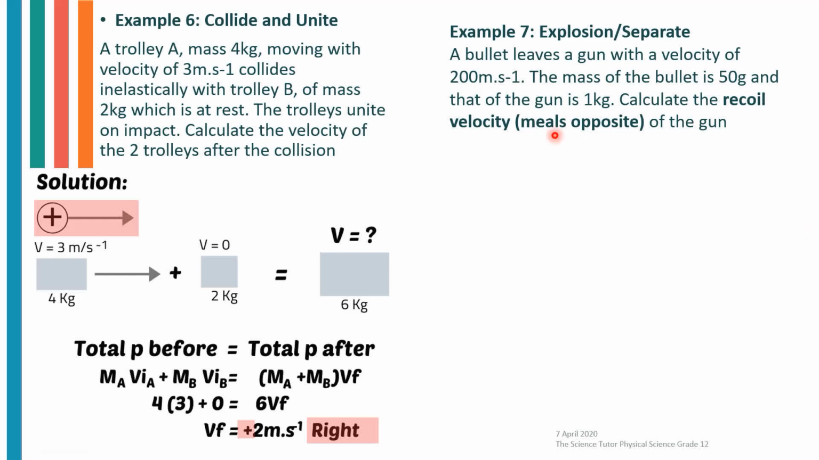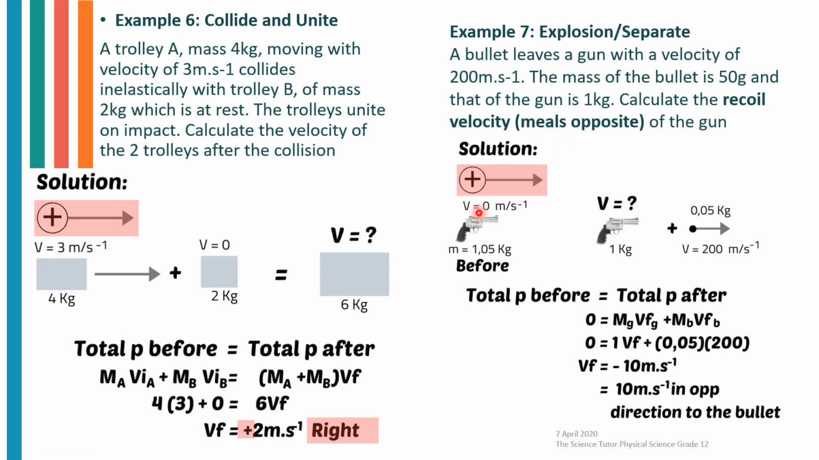Okay, so to the right, we know that the initial velocity of the gun is 0 and it weighs 1.05 kilograms with the little 50-gram bullet. The velocity afterwards, we don't know. That's the recoil velocity. So if you think about movies and stuff, when you shoot a gun, you know the gun is going to go that way. So you are expecting a negative velocity.